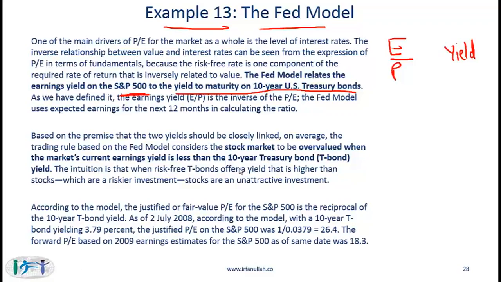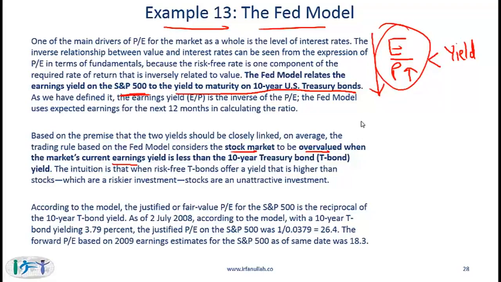Now, what this model says is that the stock market is overvalued when the market's current earnings yield is less than the yield on the 10-year bond. And does that make sense? If your stock market is way overpriced, then what happens to the yield?